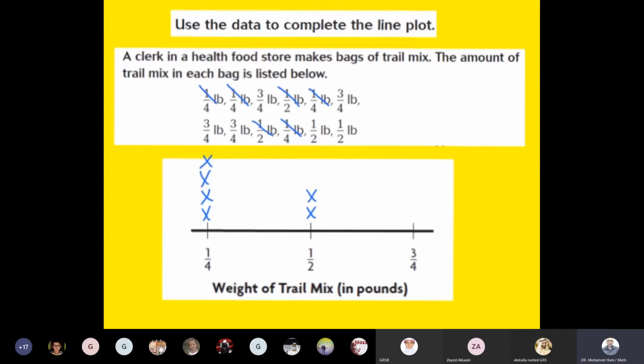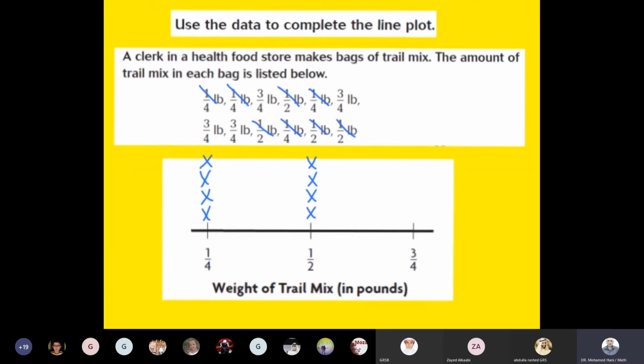Now we'll continue our count. Here's 3, so we'll go ahead and cross that one out and place an X above the 1/2. And then here's 4. So we'll cross that one off and place another X above our 1/2 as well. So for the 1/2 pound bags, there was 1, 2, 3, 4. So in our line plot, we now have 1, 2, 3, 4 X's. Now my last step is to count how many 3/4 pound bags we have. So I'm going to go back to my data set and make my count.